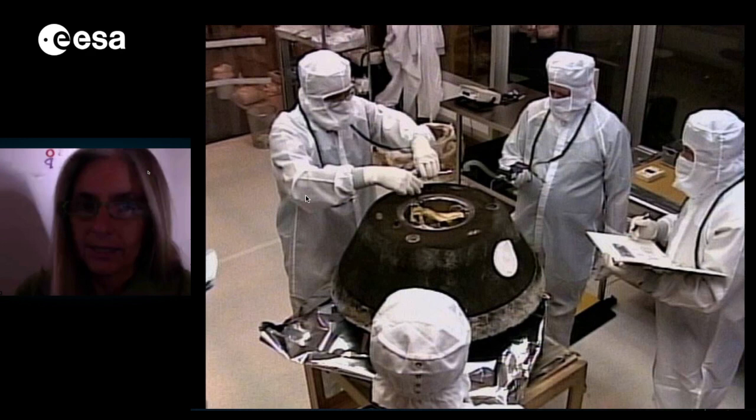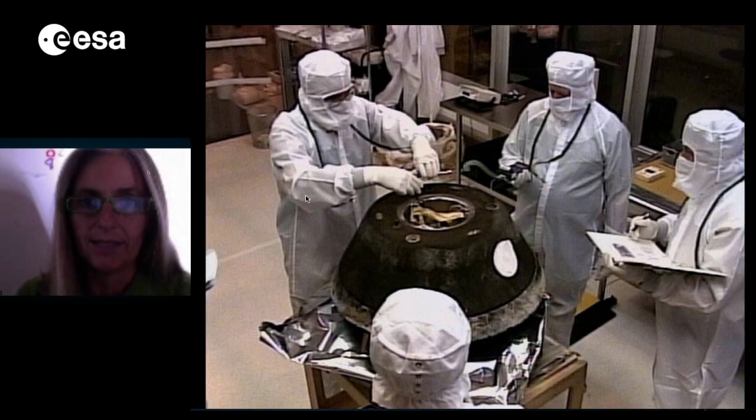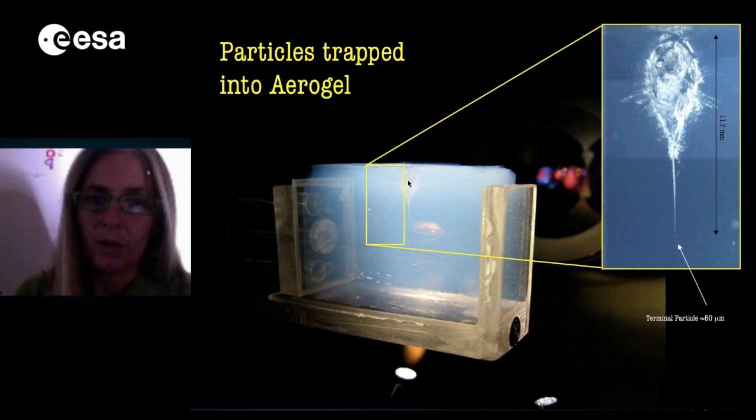And they opened the probe, and at the very first glance, they could see some of the grains that impacted in the aerogel and were trapped inside it. Here we see a block of this aerogel with a track in it. The grain was coming into the block from here, and it formed this type of track, which is enlarged and zoomed in on the right.